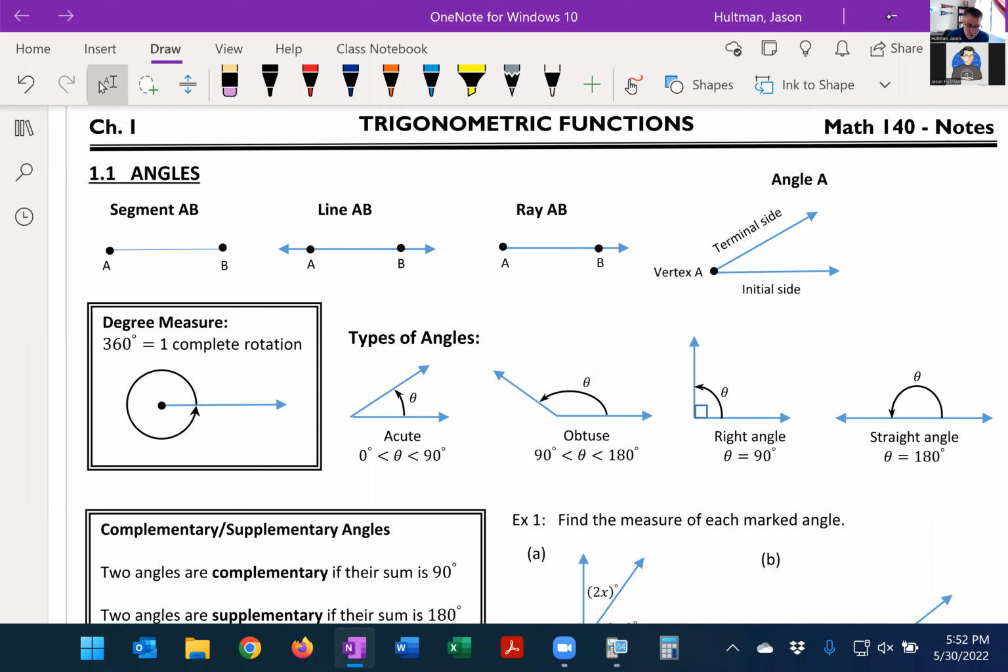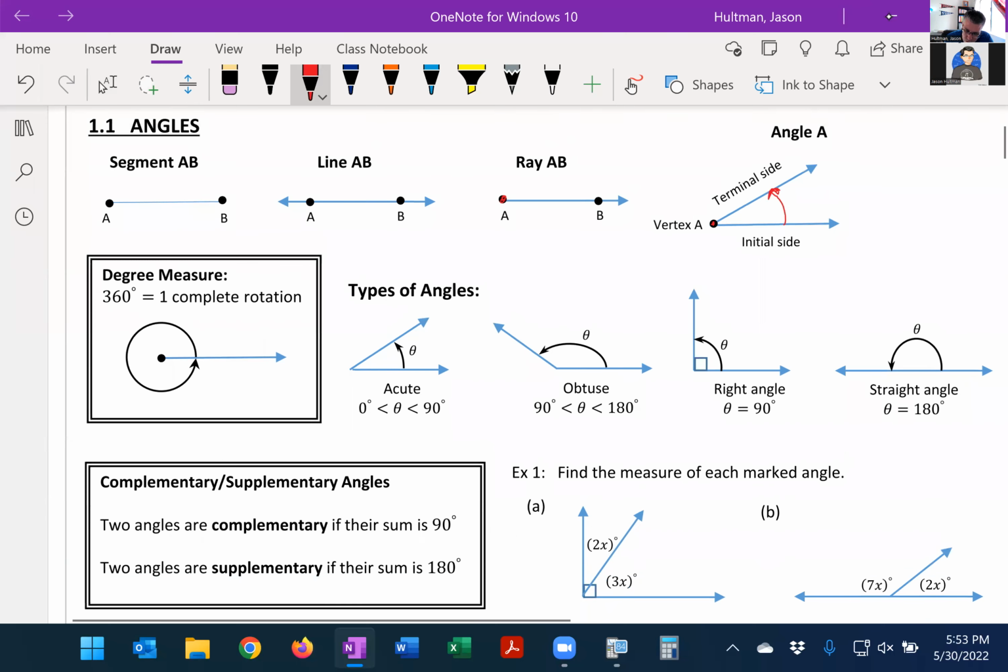Okay, an angle has a vertex A, and then a terminal side and an initial side. The initial side is where we start, and the terminal side is where we end, and the amount that we rotate is the size of the angle. For the degree measure, we chop a circle into 360 equal pieces, and that's one rotation. So we measure angles in degrees. Later we'll talk about radian measure as well.